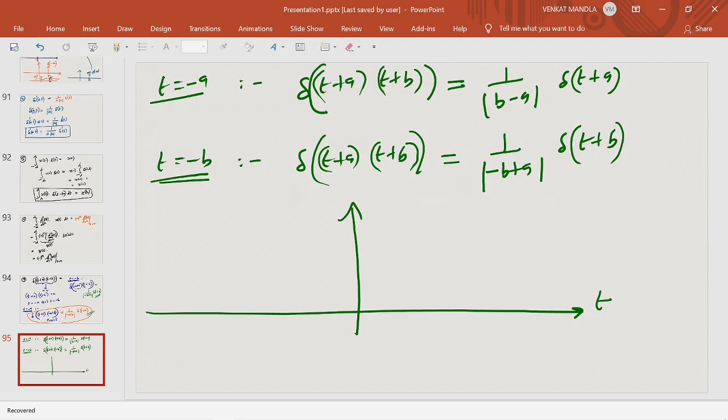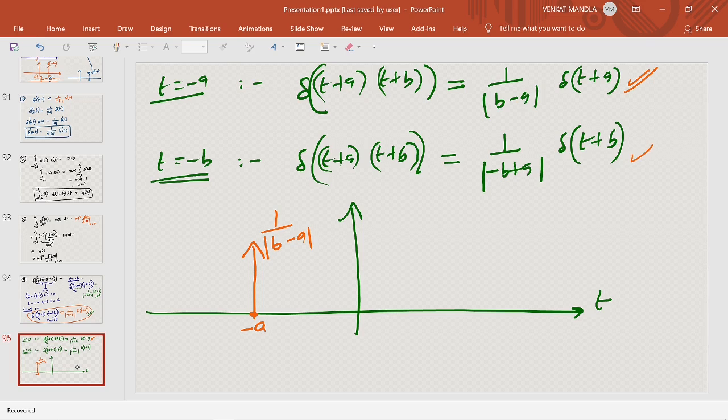I have to represent this on a graph. This is t. So how do we represent these signals? 1/|b−a| is the area, multiplied by δ(t+a). So δ(t) exists at t equal to minus a. This is minus a, and this is the impulse signal δ(t+a), which has area 1/|b−a|. This is how we have to represent it. If I represent it like this, this is the area: 1/|b−a| is the area, and this exists at t equal to minus a.